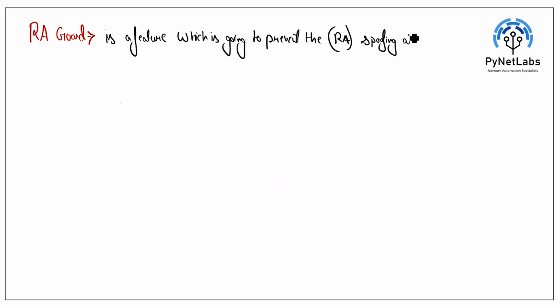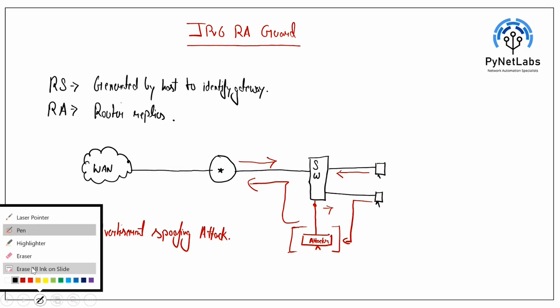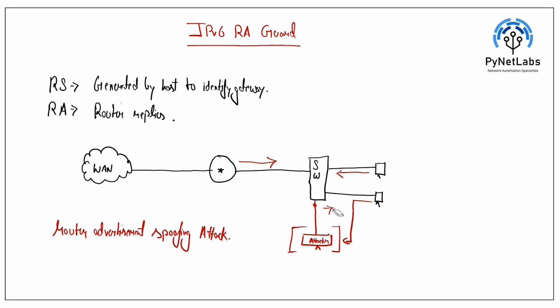RA Guard is used to prevent these kinds of spoofing attacks, and it can also block unauthorized router advertisements. So as per this scenario, which we have discussed on this lab topology, in this lab we'll see what exactly we are going to do. The routers will generate the router advertisement messages, so we will tell the switch to keep monitoring the router advertisements, because router advertisements are generated by the routers.